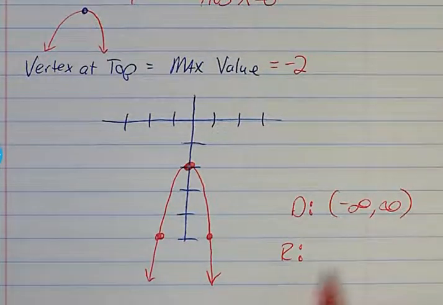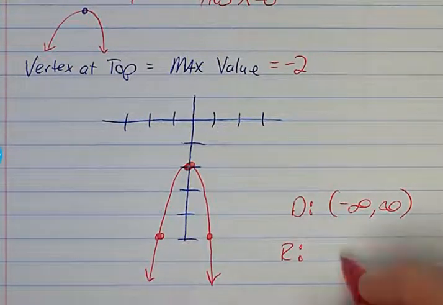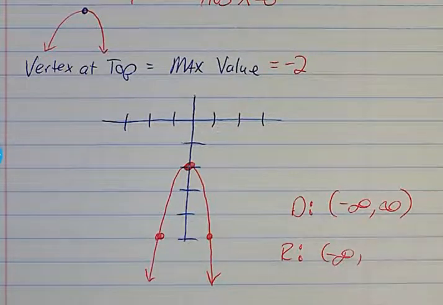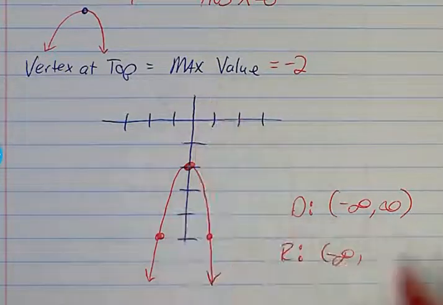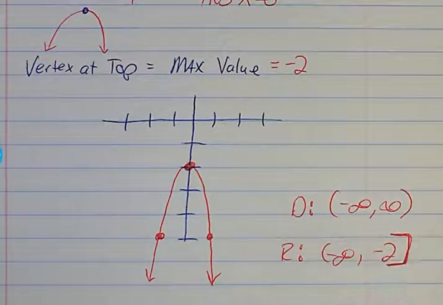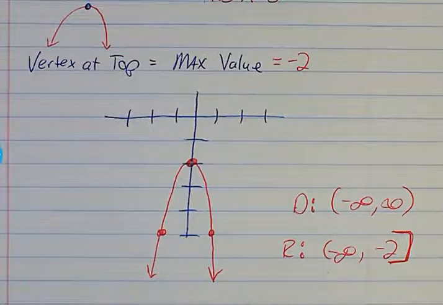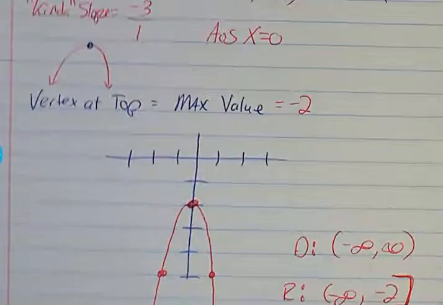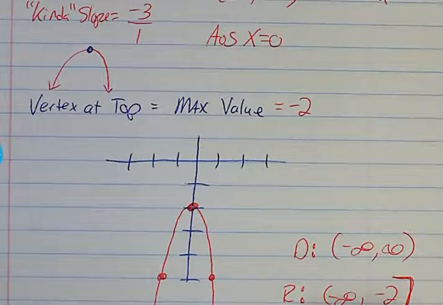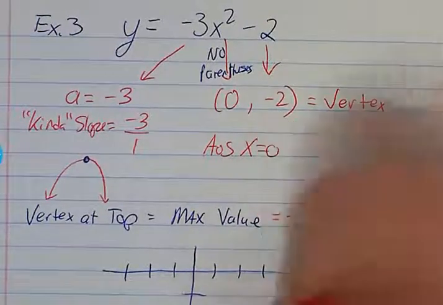And for the range, again, you need to tell me the low number and the high number. Well, this thing goes down forever, so I generally start at negative infinity, and it goes forever in the negative infinity direction. And since this negative 2 is at the top, that negative 2 is going to be the max value. And the reason we always use the second number is because, if we're talking about the range, that's the y values. And that's your biggest or your smallest y value because that's the part of the vertex that you need.